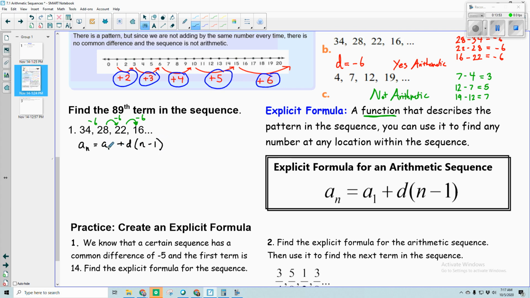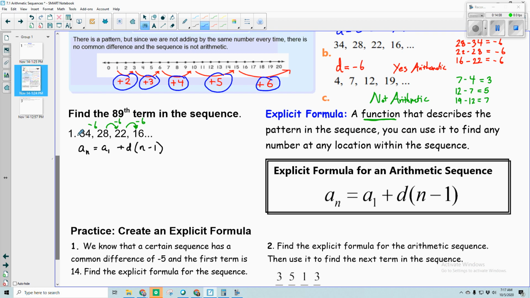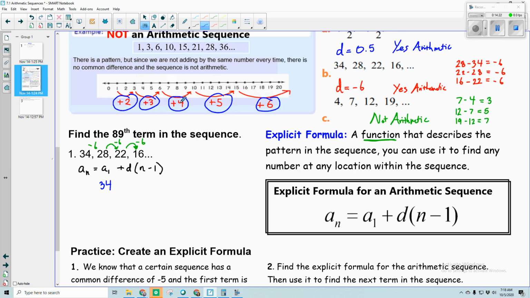So for example, like a sub 1, what does this stand for? Well, a second ago, I just told you guys that a sub 1, that is the first term in the sequence, right? A sub 1 stands for the first term in the sequence. So the very first term is 34. So for this, I would plug in 34. All right, so now what is D? Well, we were practicing finding D just a second ago over here. Here I showed you that the pattern was that we were subtracting 6 every time, so negative 6 is going to be what we were plugging in for D. Okay, so I'll put in negative 6.